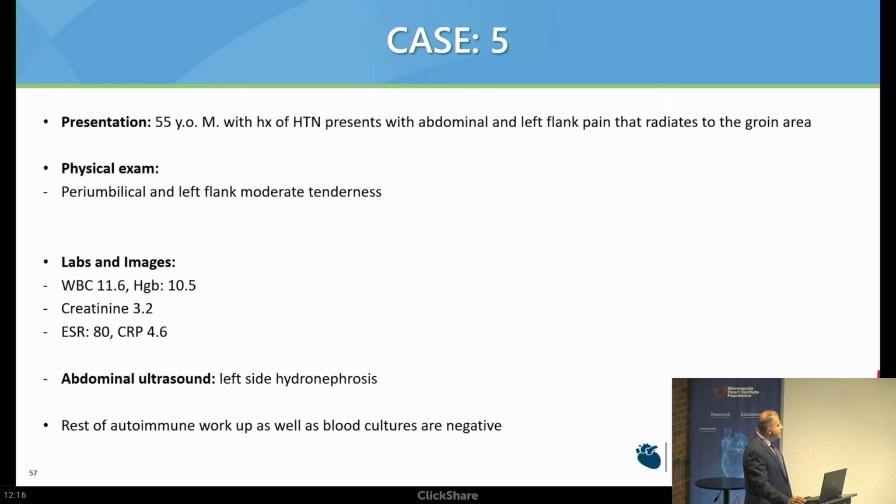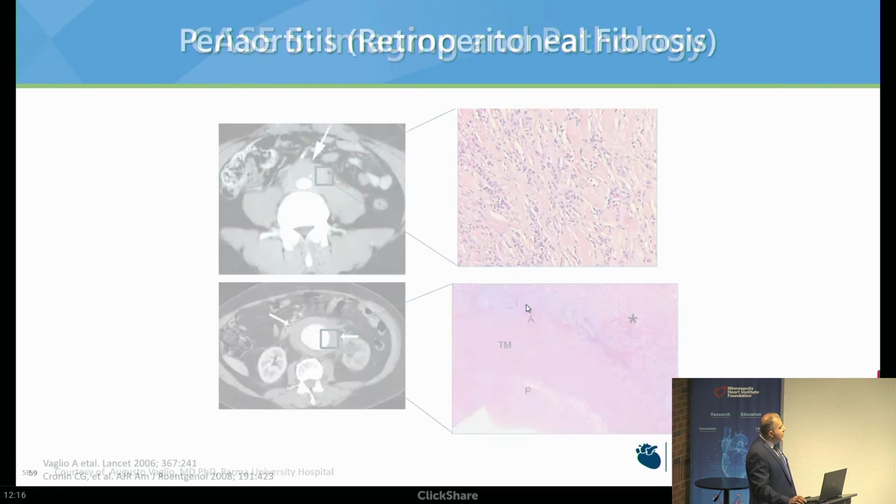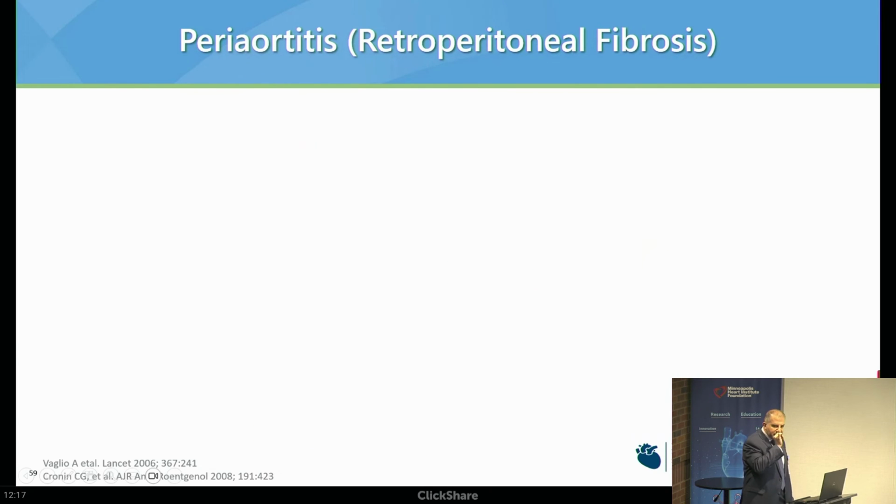ESR and CRP are significantly elevated. The ultrasound showed hydronephrosis on the left side where he had the pain, and the rest of the workup came back negative. And then they looked at the CT, again, a similar presentation, significant abdominal aortic wall thickening. The patient underwent biopsy that showed both fibrosis and inflammatory cell infiltrates in this sample. And the diagnosis is periaortitis, because the patient has ureter obstruction with retroperitoneal fibrosis.